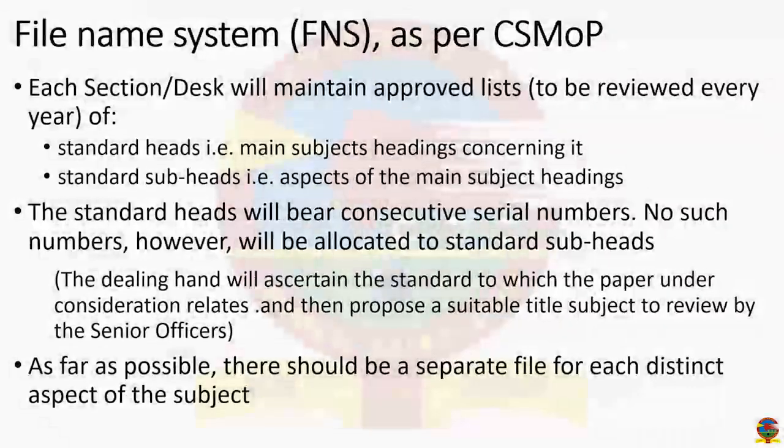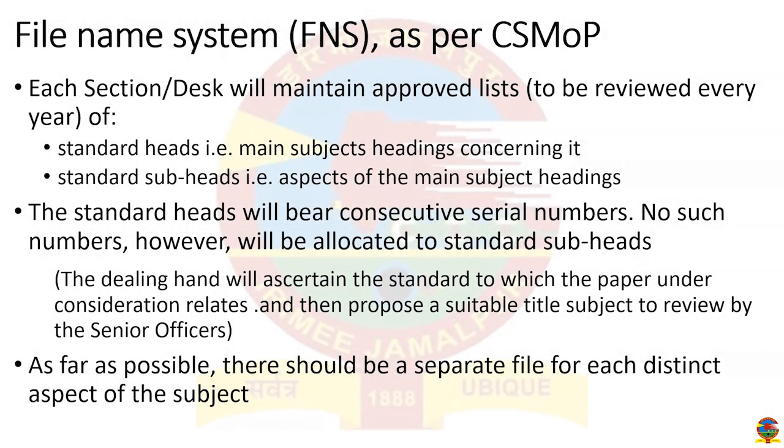Let's discuss file naming system or FNS as per Central Secretariat Manual of Office Procedure. As per CSMOP, each section or desk will maintain an approved list. This approved list is reviewed every year. This will contain numbers for standard heads and standard subheads. These are unique and standard heads will bear consecutive serial numbers. No such numbers will be allocated to standard subheads.